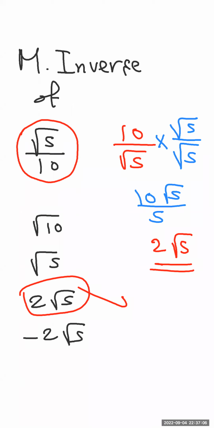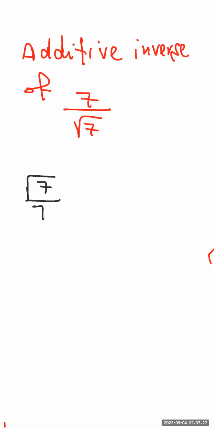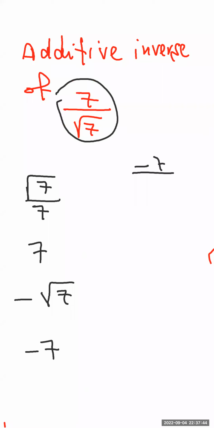The next question. Additive inverse of 7 over square root of 7. And the choices are square root of 7 over 7, or 7, or negative square root of 7, or negative 7. Okay. Actually, here we said that in the additive inverse, we will only change the sign. So simply this one will be negative 7 over square root of 7. But actually, it's not here.